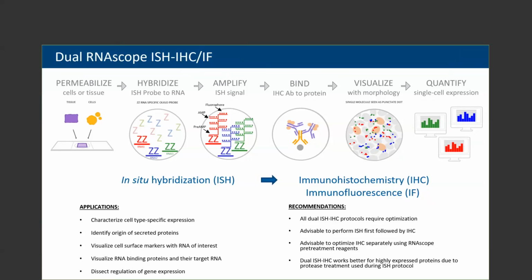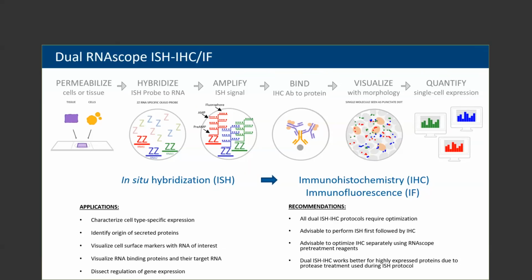Firstly, it is recommended to combine a working RNAscope protocol with a working IHC protocol. In addition, working with an antibody and a protocol that is already known and already established helps fast track this process. It is advisable to perform ISH first, followed by IHC. And third, it is recommended to optimize the IHC assay separately using RNAscope pretreatment reagents to ensure your protein will still be detected following RNAscope pretreatment.